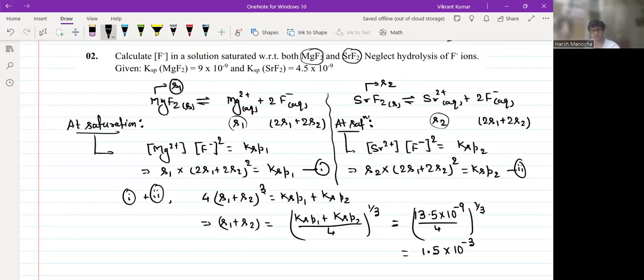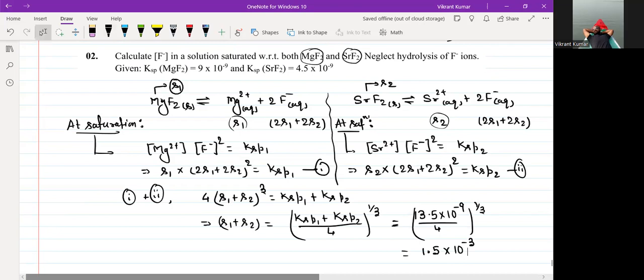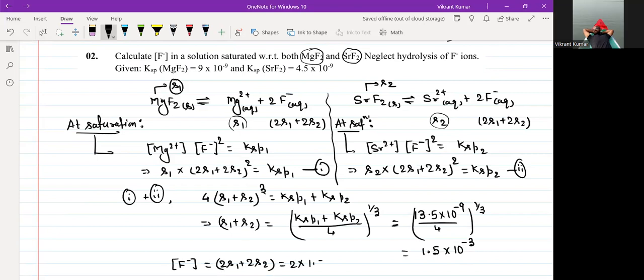Is it the answer? No, right? Why? We need to multiply by 2, because F- was not S1 plus S2, it was 2 times (S1 plus S2). So if it is asking for the concentration of F-, we write it as 2S1 plus 2S2. That means 2 times 1.5 × 10^-3, which becomes 3 × 10^-3. And that will be the answer. Or you can write 0.003, which Krishna also reported.